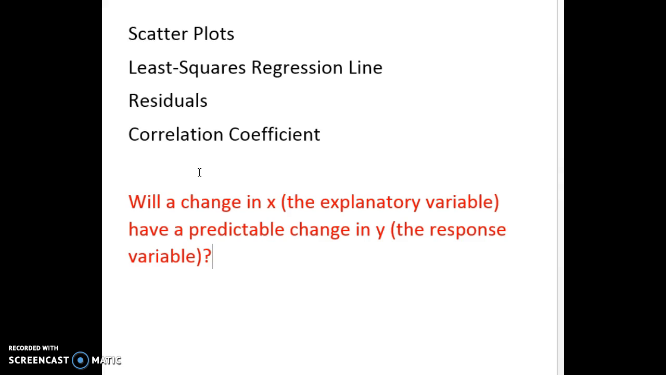The main point is that we have two variables, and we're trying to see if they're somehow related. We're hoping that we can find a relationship between them so that we can determine that when there's a change in X, we can predict the change in Y.